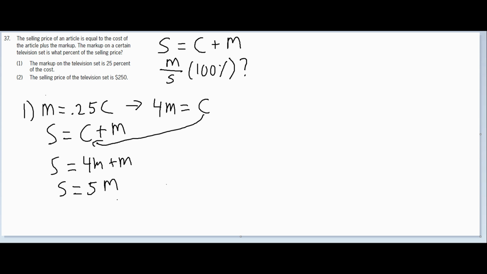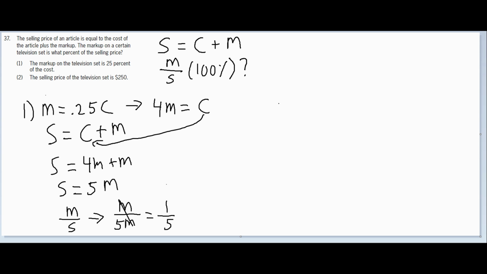And again, now we're trying to find out what M over S is. Now, hopefully you can see that this is going to be enough information. If you want to do it a step further, we know we want to find M over S, and if S equals 5M, we can make a substitution there, replacing S with 5M, then these cancel out and we just get 1/5. But you don't really have to go that far as long as you see that that is enough information. So 1 is enough.